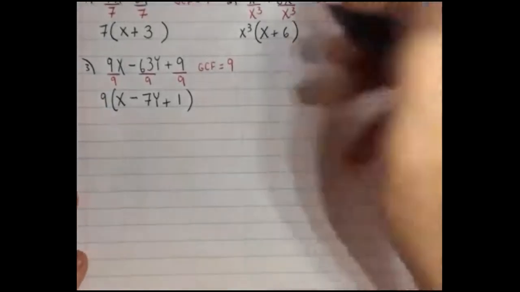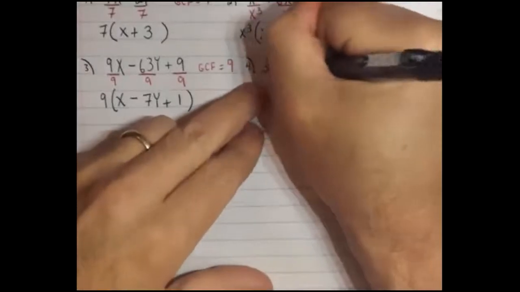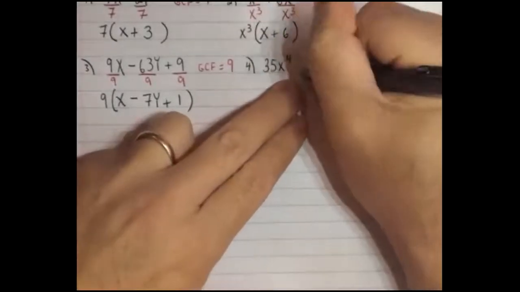Do another one with 3 terms. Actually, this is a good one because we're going to have to factor out a number and a variable.